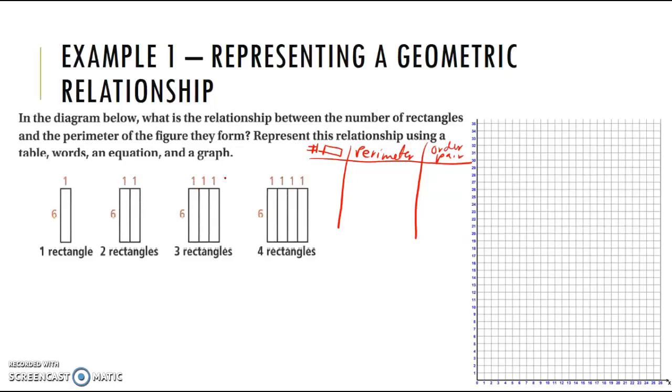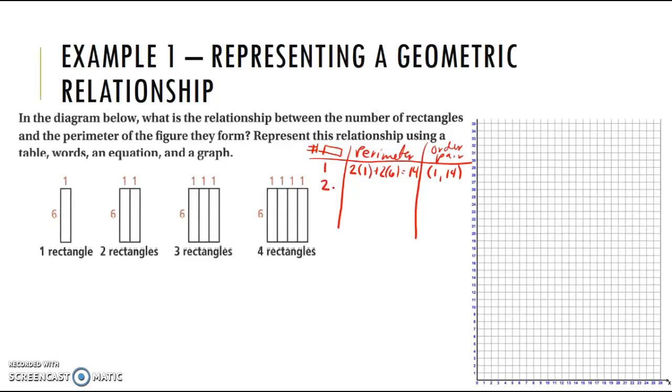So in our first one, when we have one rectangle, remember perimeter is going to be 2 times the width first, so the 1, plus 2 times the length, which is going to be 6. And so 2 times 6 is 12, and 2 times 1 is 2, so 12 plus 2 gives us 14. And so here our ordered pair is 1, 14.